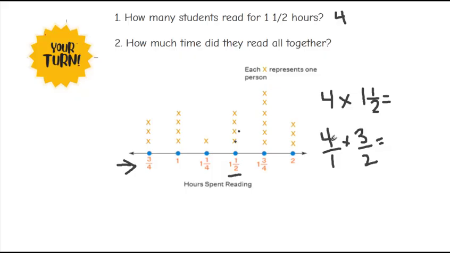Now we're going to multiply across. 4 times 3 is 12. 1 times 2 is 2. And actually 12 divided by 2 equals 6. We've said that before. Every fraction is a division problem. 12 divided by 2 is 6. So all together, those 4 students read for a total of 6 hours.